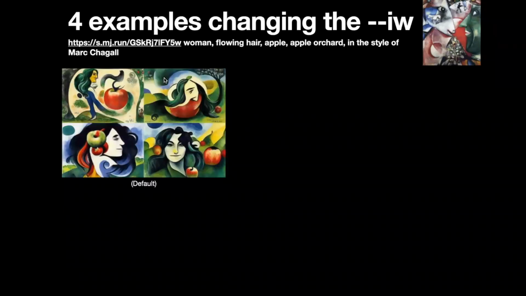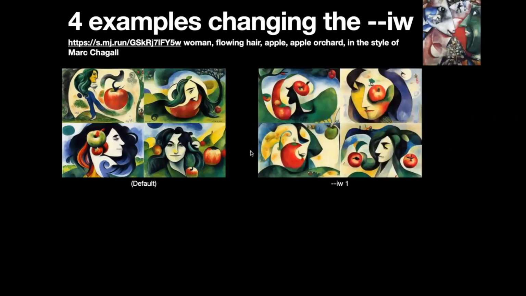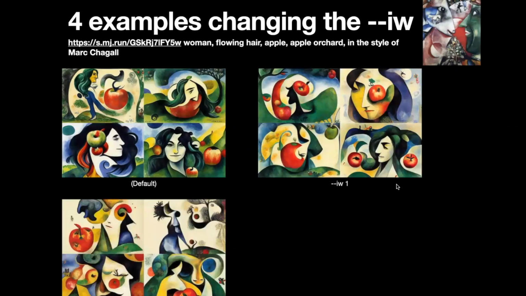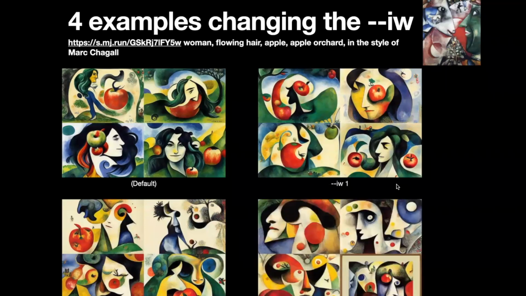So there was the image I used. All I did was use this image and I said, woman with flowing hair, apple orchard in the style of Marc Chagall. And when I just said that, this is what I got. When I started to say the image weight should be higher, so I gave it an image weight of 1, I got this. When I said an image weight of 2, I got those 4 examples. And when I said an image weight of 10, I got those examples.